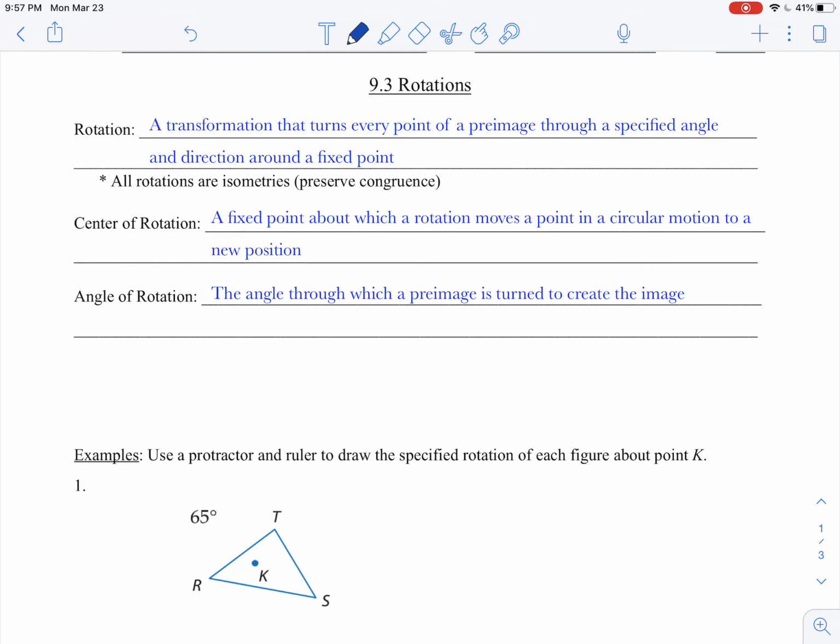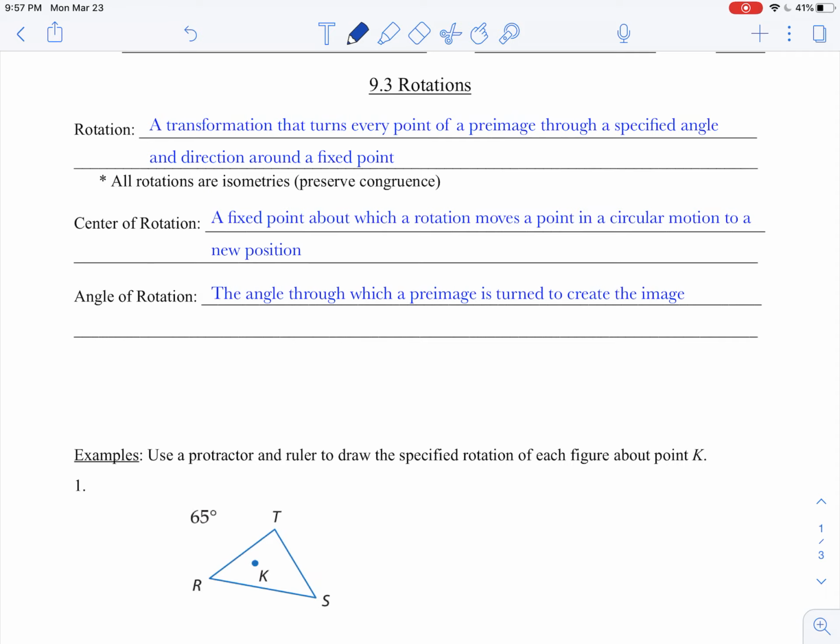So today we're going to look at the first part of section 9.3, which is about rotations. A rotation is another type of transformation that is also an isometry, or preserves congruence, where the pre-image and the image are congruent. A rotation is where you turn an object around a fixed point a certain number of degrees. So every vertex of the figure of your pre-image goes through a specified angle measure and turns in the exact same direction, the same distance, around a certain point.